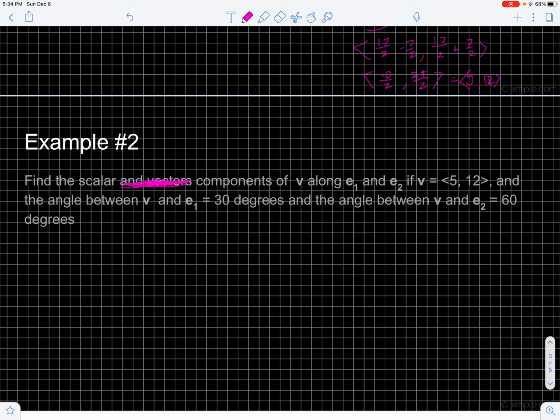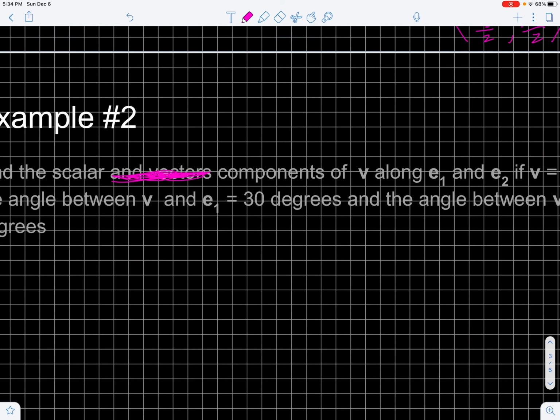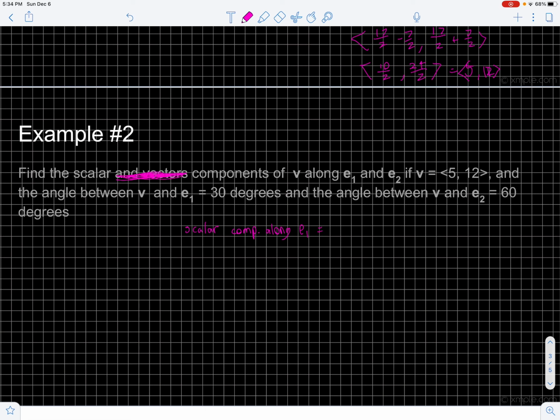Okay, find the scalar components of v along E1 and E2 if v equals 5, 12 and the angle between v and E1 is 30 degrees and the angle between v and E2 is 60 degrees. Easy enough, not that hard. So we know that our scalar component along E1 is just the norm of v, which is square root of 25 plus 144 equals square root of 169, which is 13, Pythagorean triple.